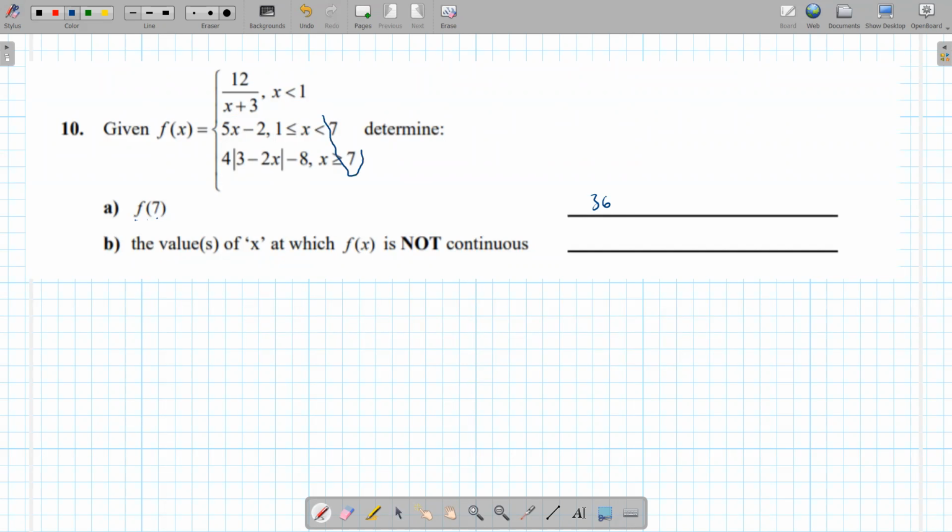We have 7, yeah? Okay. And then we have 1. And then we also have an asymptote for this guy. Actually, it's valid. Yeah, it is valid. When x is -3, the top one is valid, yeah?